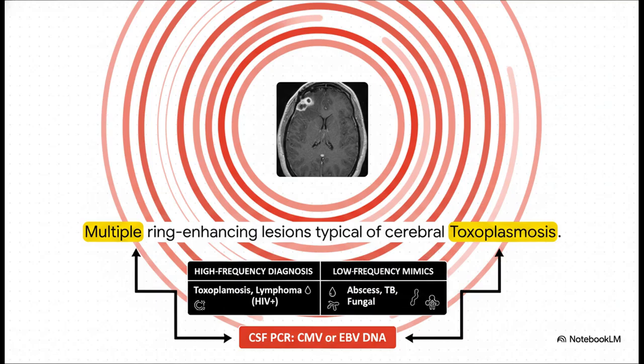Consider this baseline presentation: an advanced HIV patient with a CD4 count under 100, presenting with multiple discrete ring-enhancing lesions in the basal ganglia. When you see this kind of imaging pattern in an immunocompromised patient, the differential narrows aggressively down to two primary culprits. Making the wrong move here can lead to massive structural morbidity.